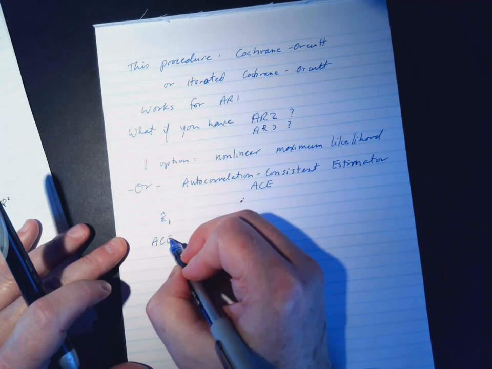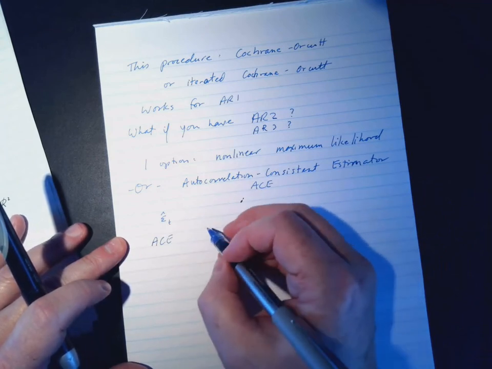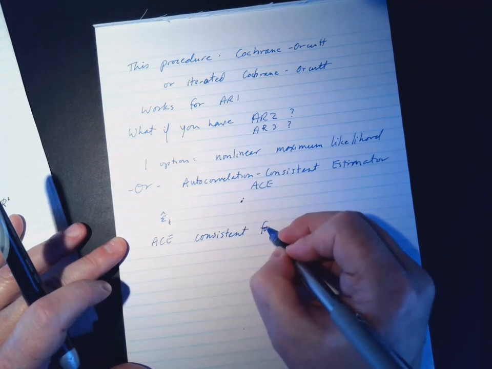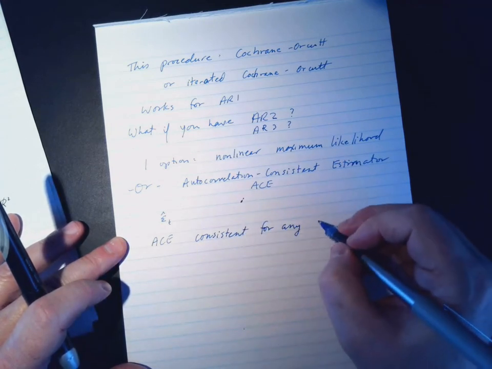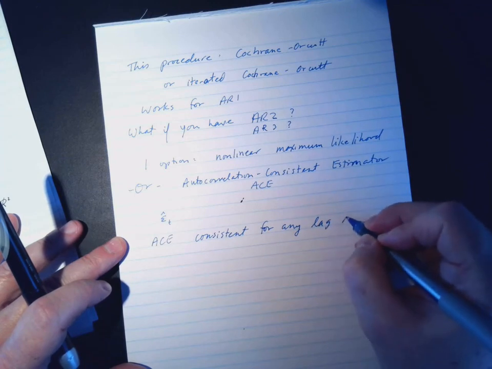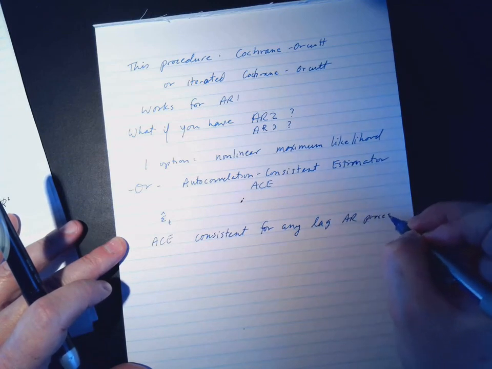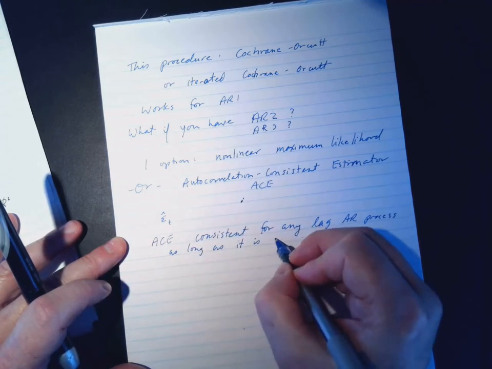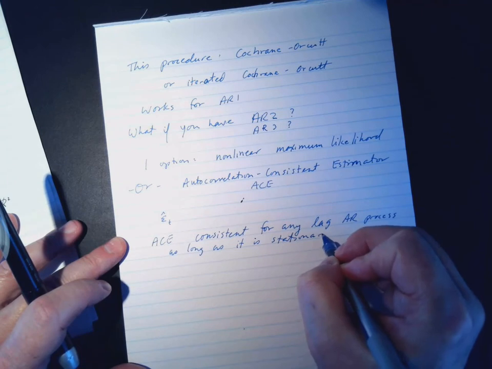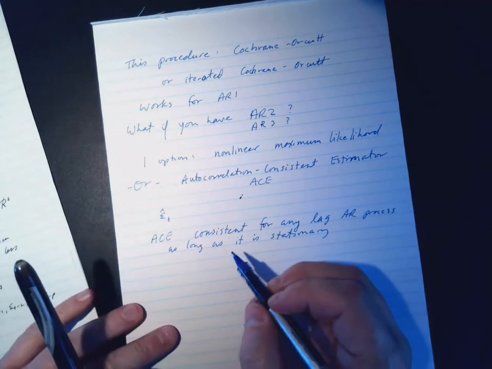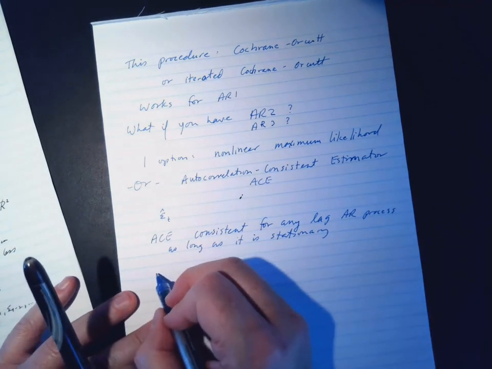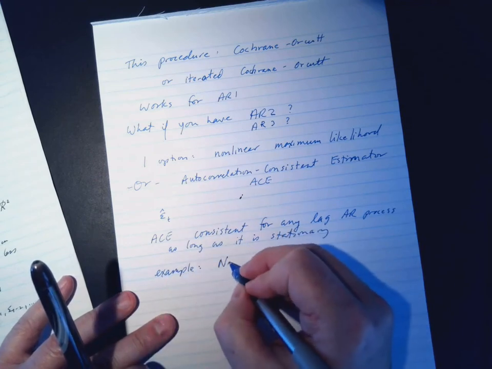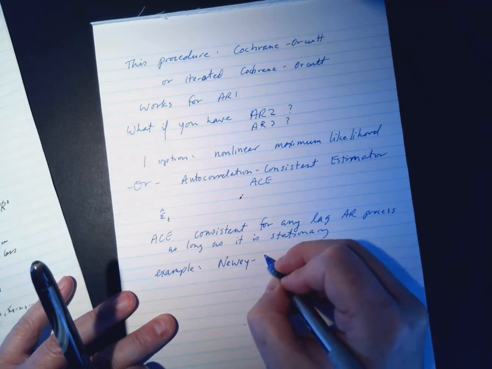So the ACE estimator is consistent for any lag AR process, as long as it is stationary. The one that's mentioned in the book is called the Newey-West estimator.